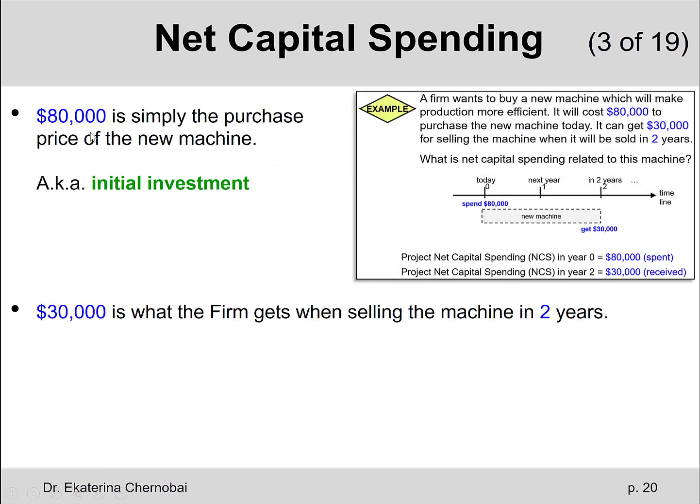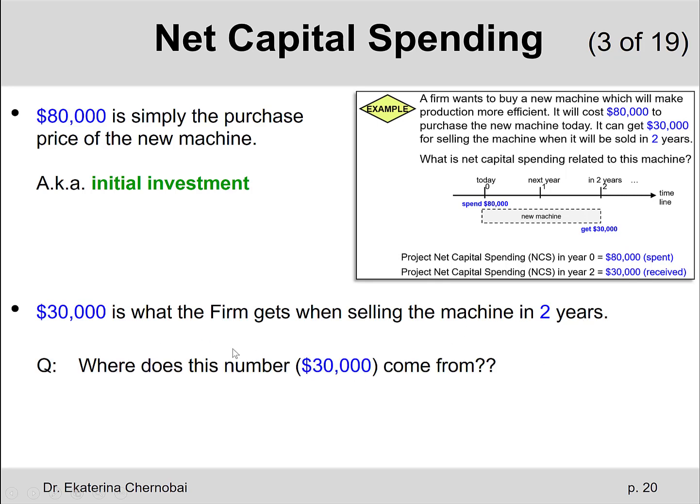Okay, so $80,000 is simply the purchase price of the new machine. This is also what we used to call the initial cost or the initial investment. For example, in the previous chapter, chapter 9. Now, what is $30,000 that we get from selling the machine in 2 years?